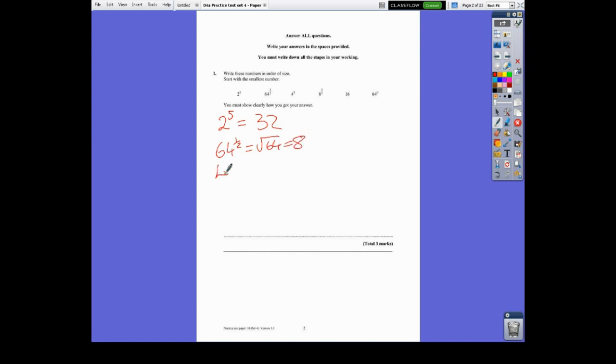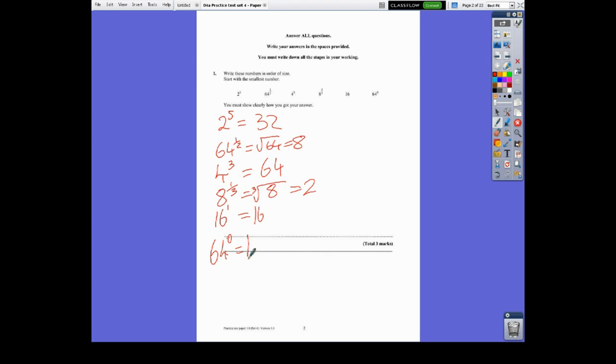4 cubed means 4 times 4 times 4, which is 64. 8 to the power of a third means find the cube root of 8, which is 2, because 2 times 2 times 2 is 8. 16 has got no power. It's actually got a power of 1, which would mean it's 16. And then the final number is 64 to the power of 0. Anything to the power of 0 is 1.